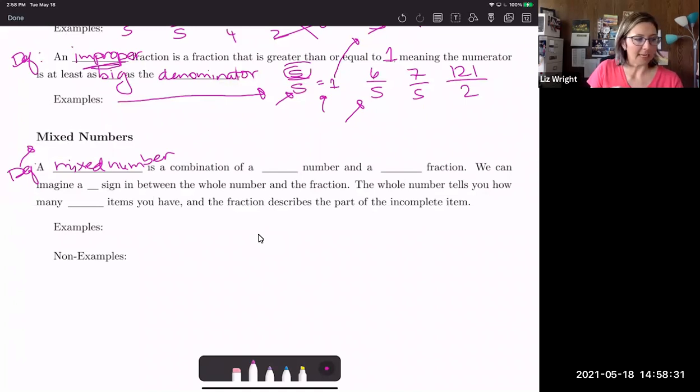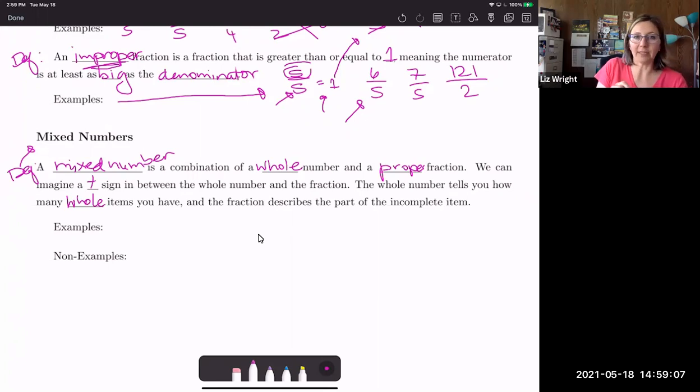A mixed number is a combination of a whole number, and, here's one that's really tiny, a combination of a whole number and what type of fraction? This one's going to be a proper fraction. We can imagine a plus sign in between the whole number and the fraction. The whole number tells you how many whole items you have, and the fraction describes the part of the incomplete item.